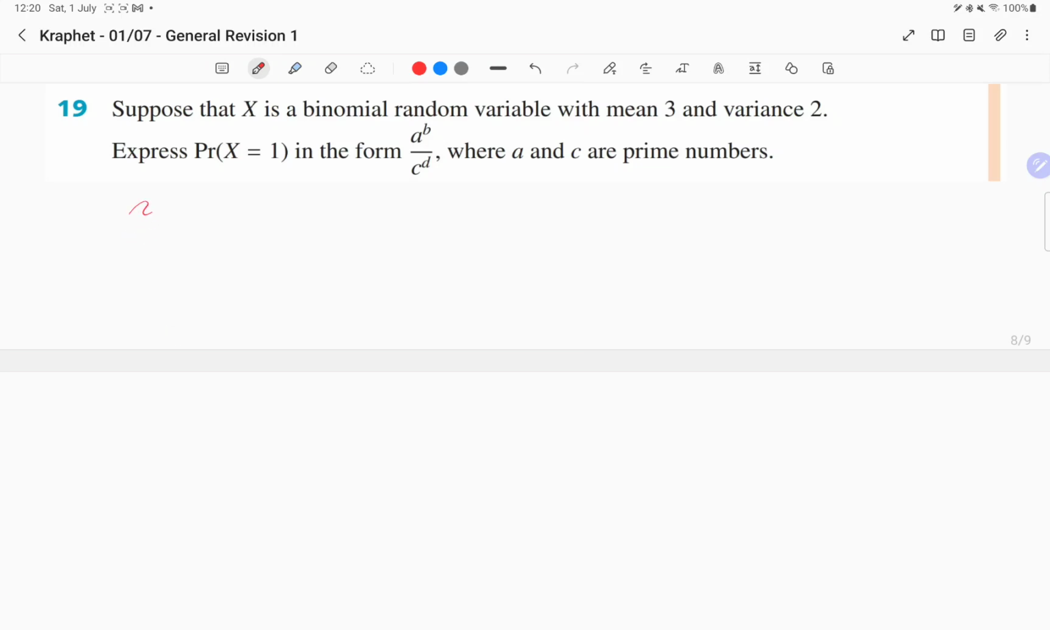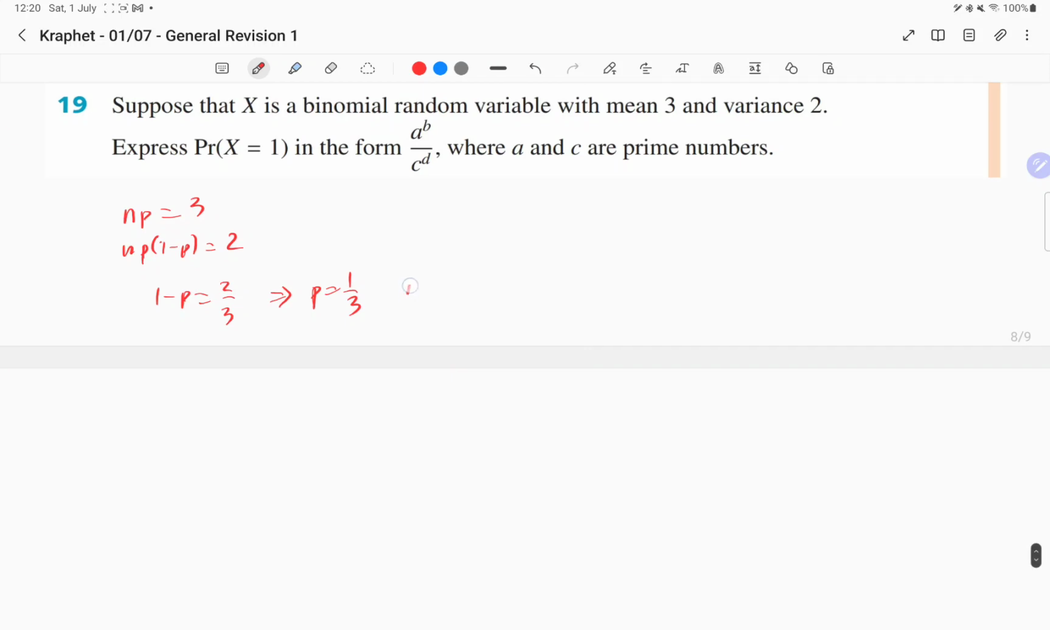Mean 3, variance 2, so np equals 3, and np times (1 minus p) equals 2, right? So when you divide them, 1 minus p equals 2 over 3, so then p is 1 over 3. Okay, np equals 3, so I'm just going to work through it quickly: n equals 9. So 9 times a third is 3. So I've got n and p.